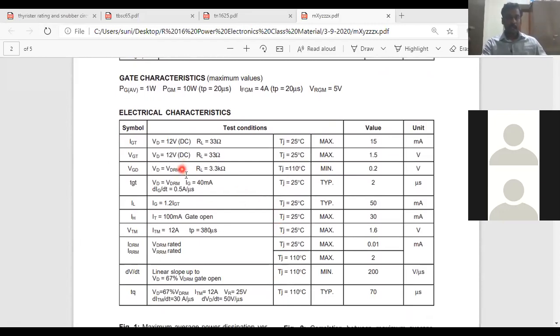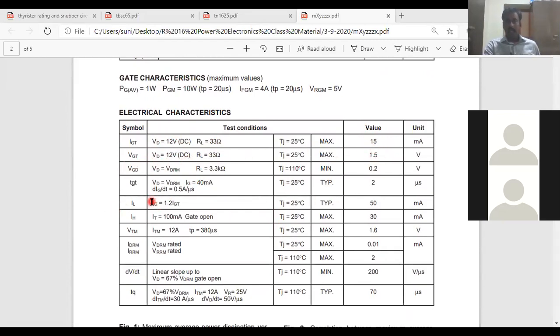Okay. So here the gate voltage source testing conditions, the gate voltage should be provided with 12 volts with a resistance value of 33 ohms, and the maximum gate current should be 15 milliamps, and VGT, that is going to be the gate voltage of 1.5 volts, like that.